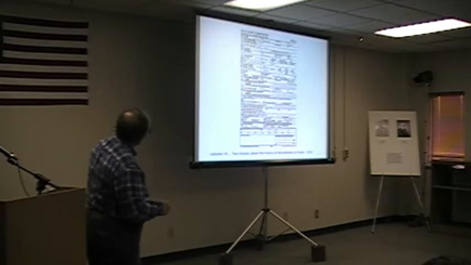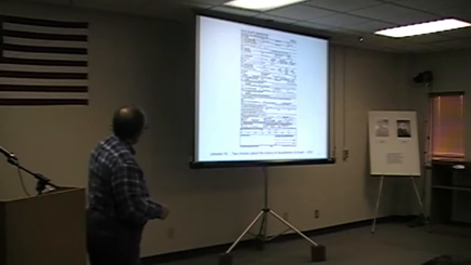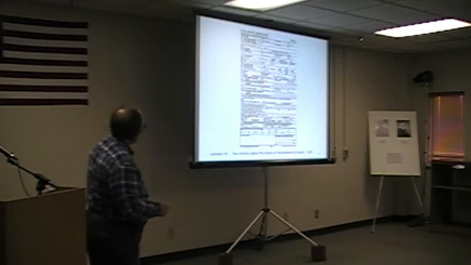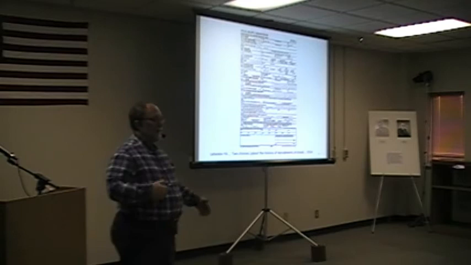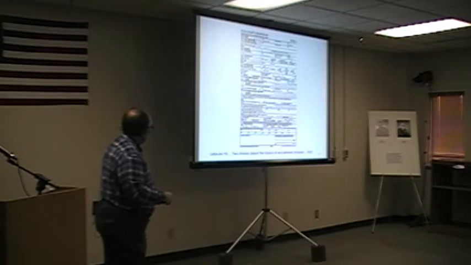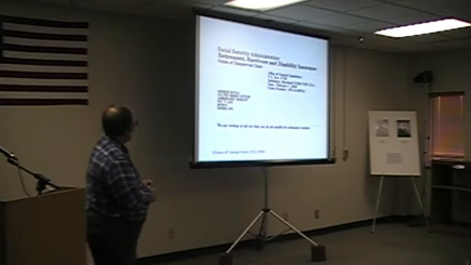The next slide. This is a copy of his completed form. Place of birth, Sioux City, Iowa. His father's name. He says he now resides in Moscow, Russia. He's a U.S. citizen. Right here, it didn't say dual citizen, it says U.S. citizen. He never revoked his citizenship. So he sent it in to Social Security, and a couple months later, he got this message back. Disapproval note. We are writing to tell you that you do not qualify for retirement benefits.